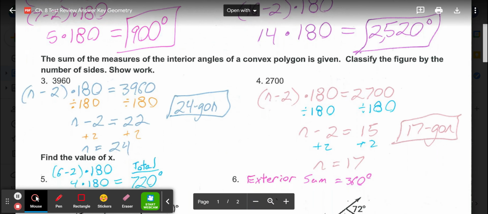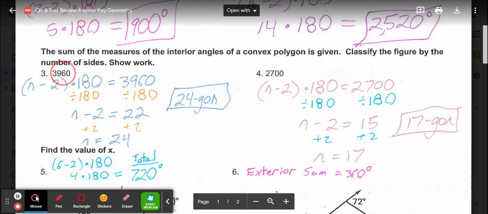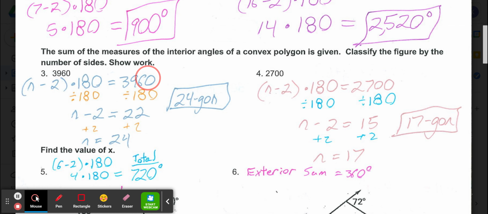Now for 3 and 4, they give us the sum of the interior angle measure. So they gave us the total. They want us to classify the figure by its number of sides. So we're still using that formula, (n minus 2) multiplied by 180 equals our total. Now we're just working it to find n, the number of sides. So for 3,960 degrees, our setup would be (n minus 2) times 180 equals 3,960.